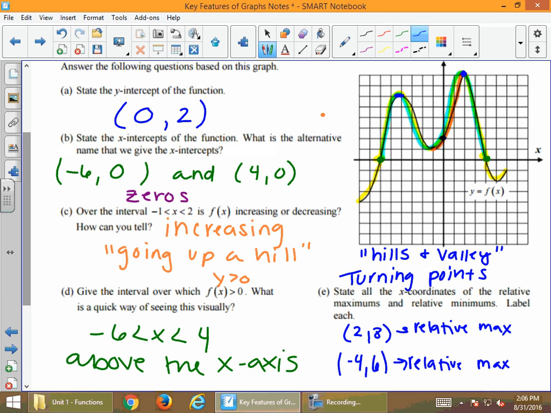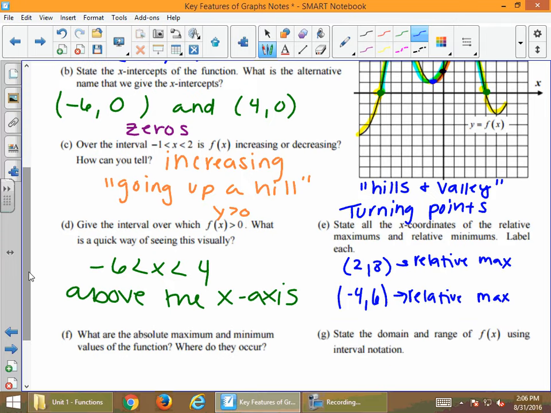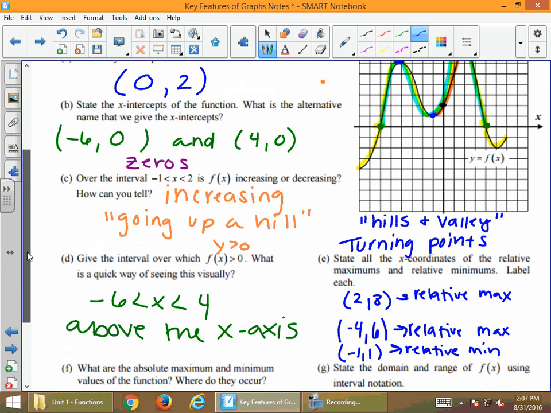Okay, let's look at our valleys. Someone give me a valley. Think of a bottom of a hill. Good, negative 1, 1. That's that right there. And if the bottom of the hill is a valley, then we say this. Where's another bottom of a hill or a valley? Yeah, 5, maybe 2. That guy right there, relative min.